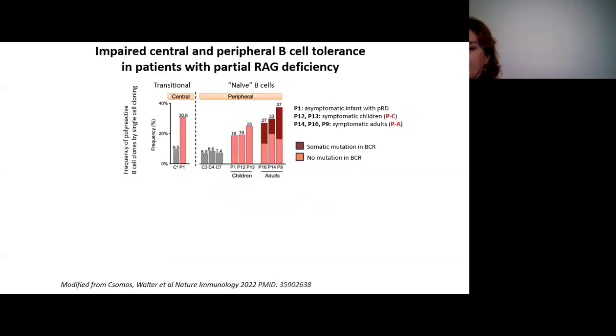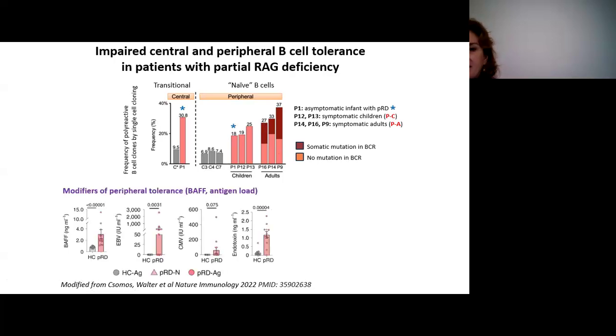And we wanted to see why there is a difference between children and adults in their tendency for autoreactivity. And what you can see here is that those patients who were already adults had way more somatic mutation in their BCR. They had more polyreactive clones, as if something was pushing them in that direction, despite the fact that their recombinase activities were comparable. And what we have seen is that there could be modifiers in the periphery, modifiers of peripheral tolerance, that can potentially let these autoreactive cells expand.